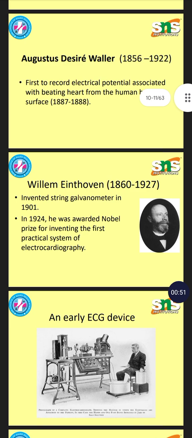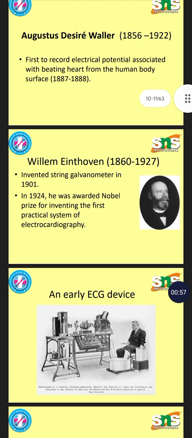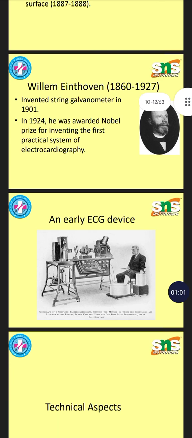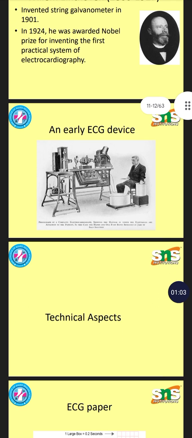William Einthoven, 1860 to 1927, invented the string galvanometer in 1901. In 1924, he was awarded the Nobel Prize for inventing the first practical system of electrocardiography. This is an early ECG device.